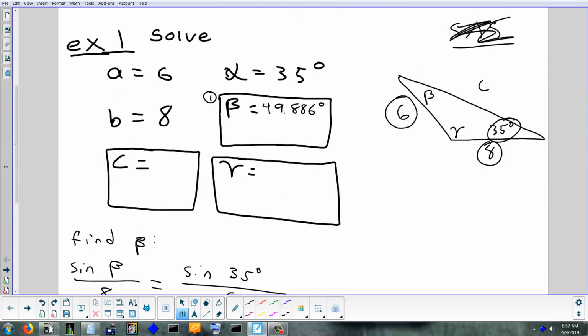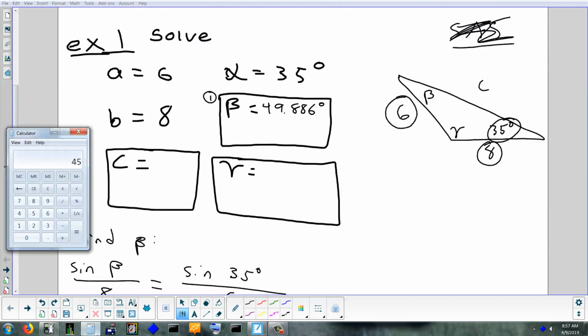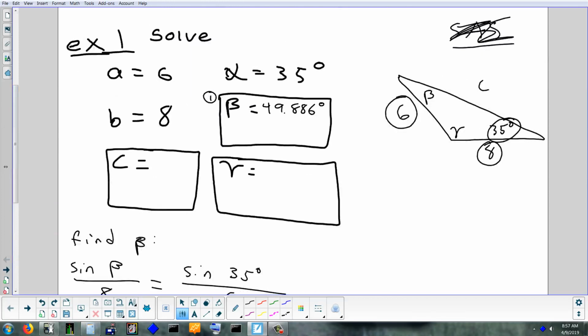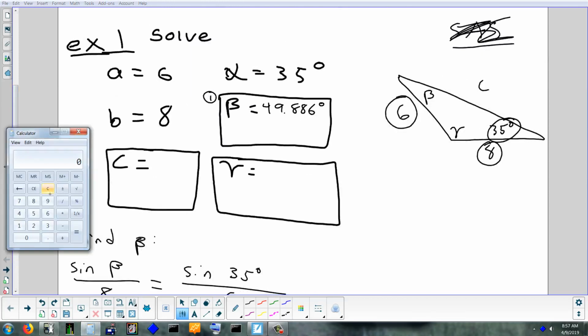I have to check if there's another answer. So to do that, I take the answer that I have and do what with it? You subtract it from 180. Subtract it from 180. So 180 minus 49.886. So if there is another answer to this problem, that's what it is. It's 130.114.